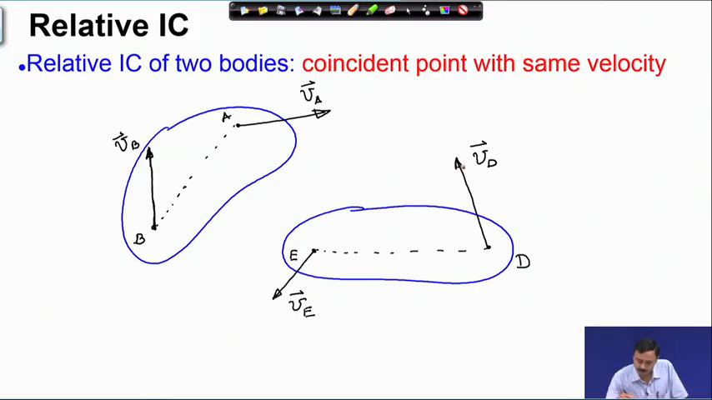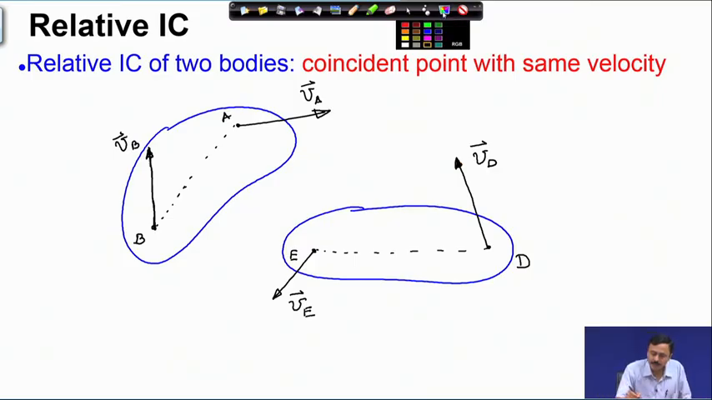So, with the hope that I have defined valid velocity distributions at A, B, D and E, let us proceed with our discussions. So, what I have here is a set of two bodies whose velocities are now completely specified, because specifying velocities of 2 points means specifying velocity of all points on the bodies.